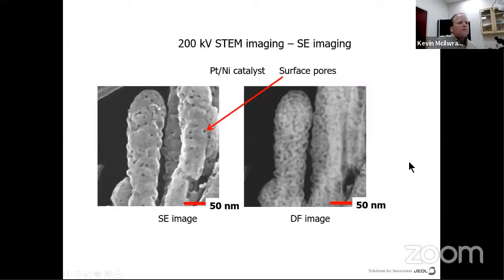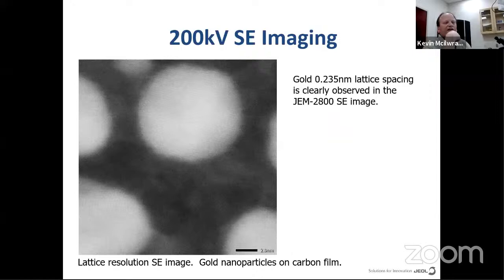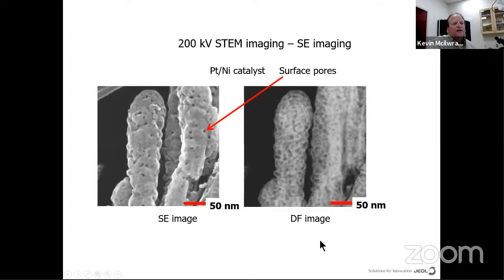Okay, so another thing we can do is secondary imaging at 200 kV. Here we actually see the gold lattice. We also see where we can do dark field and secondary imaging at the same time, so we get a surface view and an internal view.